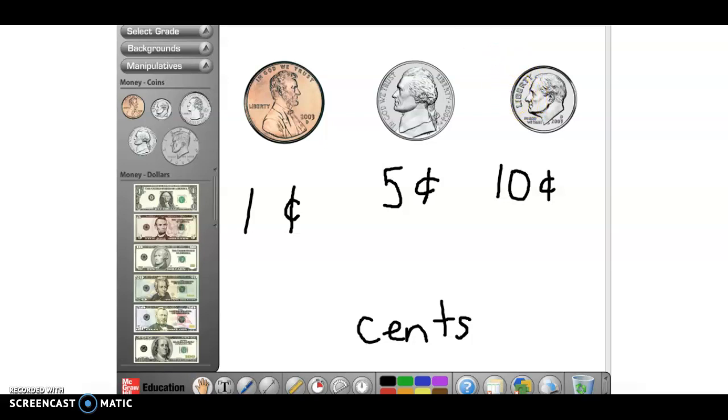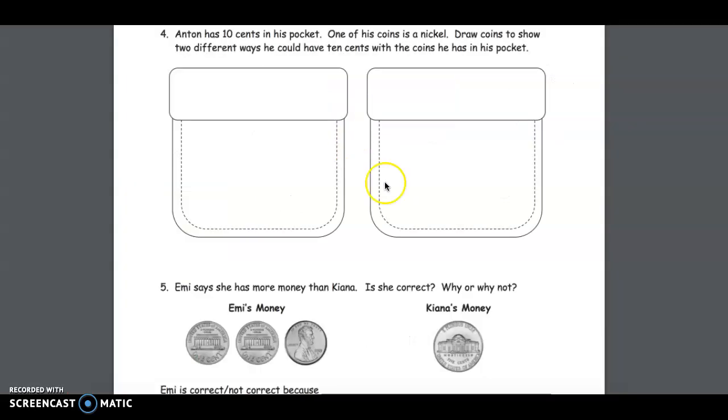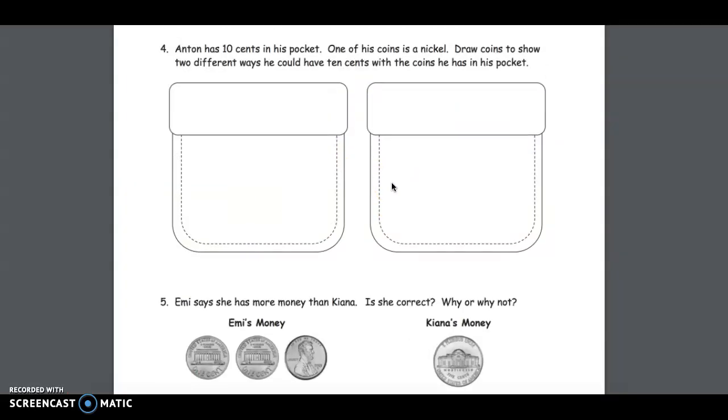So you might have to use different coins to count to a certain number, but that's all in the problem set. Good luck with money and identifying and counting with the value of nickels, dimes, and pennies.